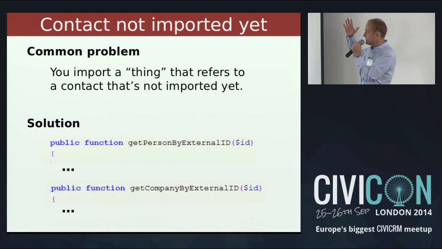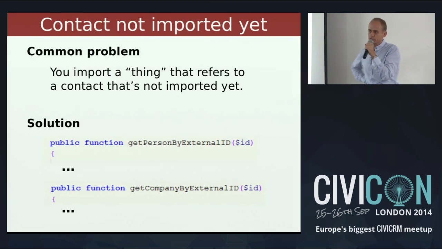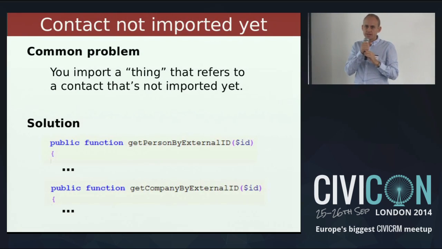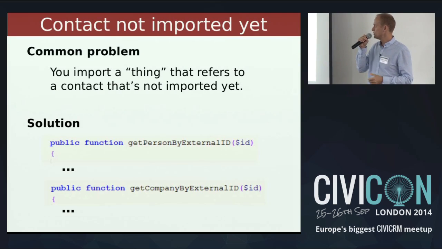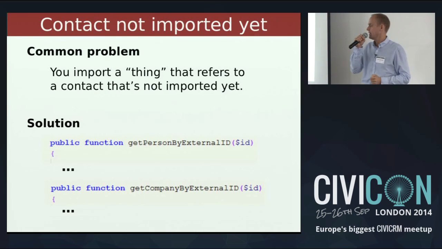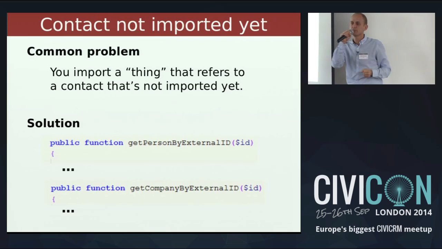Something I wanted to mention, maybe a technical issue too: one of the common problems when you import something is that it refers, for instance, to another contact that's not imported yet in the database. And how do you deal with this? Our solution to this problem was to never import the persons or the companies by themselves. So our migration was centered around all the other things we had to import: memberships, newsletter subscribers, financial information, etc. And when that particular thing needed a contact, it would assume that contact existed in CiviCRM. And it just called a method called getPersonByExternalID.